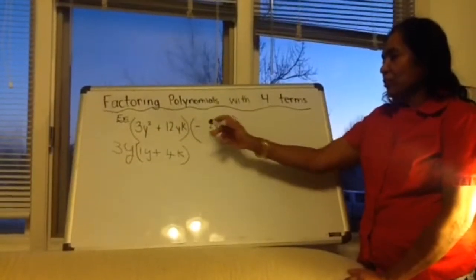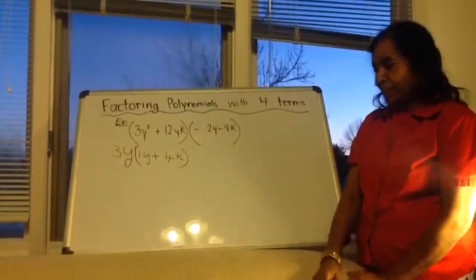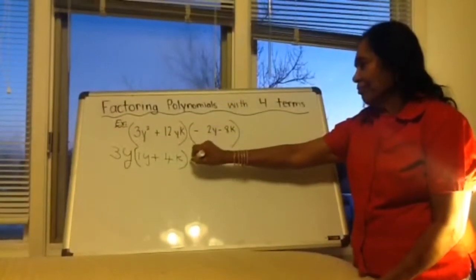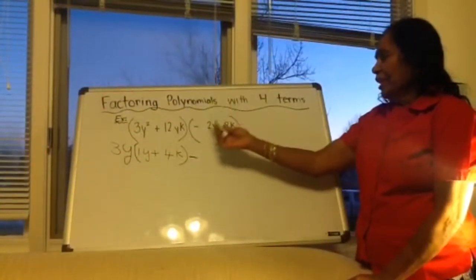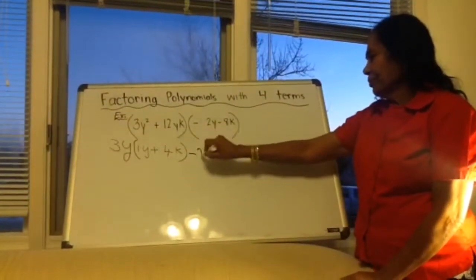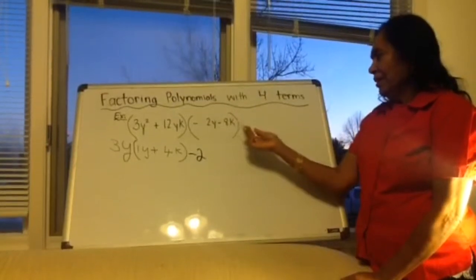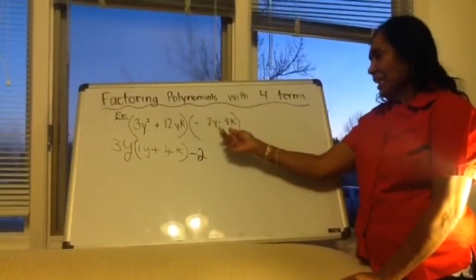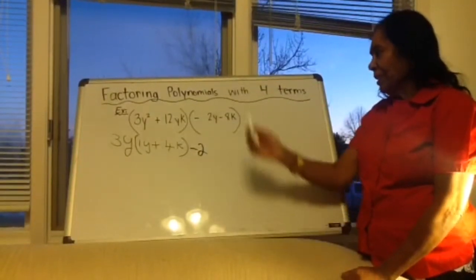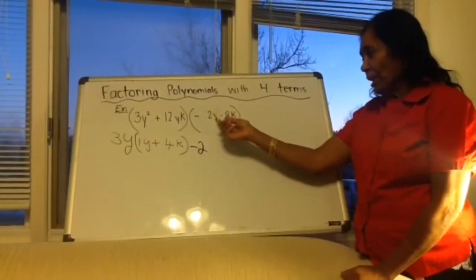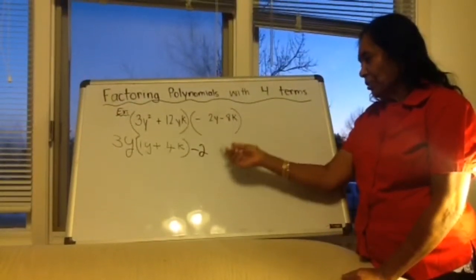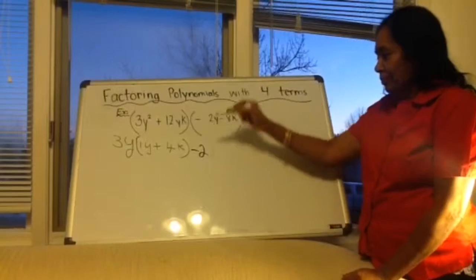In the second group, the polynomial starts with a negative. That means we have to factor out that negative sign. The number that goes evenly into 2 and 8 is 2. There is a y and there is a k. There is nothing common. Y appears here and there is no y, so I cannot bring the y. K appears here and there is no k. So the only common factor for both these 2 terms is just negative 2.